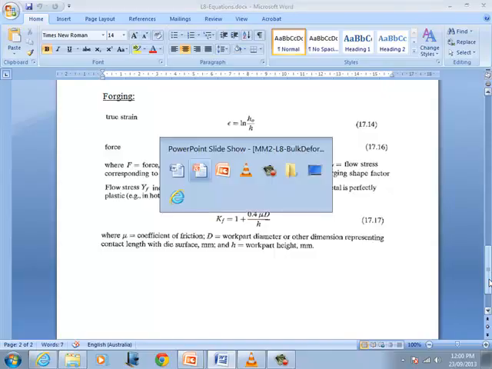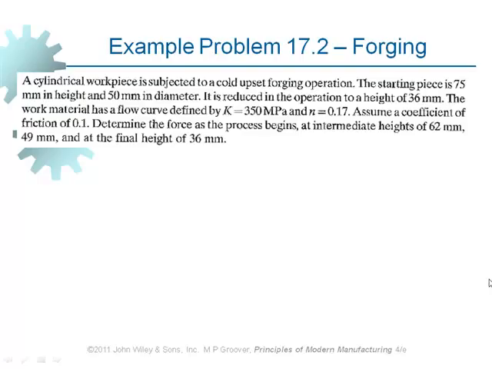Now let's move on to the problem. The problem is representing a cylindrical part. Of course, for a cylindrical part, computation of D is easy. It's subjected to a cold offset forging. Offsetting is also another name of the forging process. The straight piece is 75 millimeters in height and 50 millimeters in diameter. It is reduced in the operation to a height of 36, and the work material has a flow curve defined by K of that much.